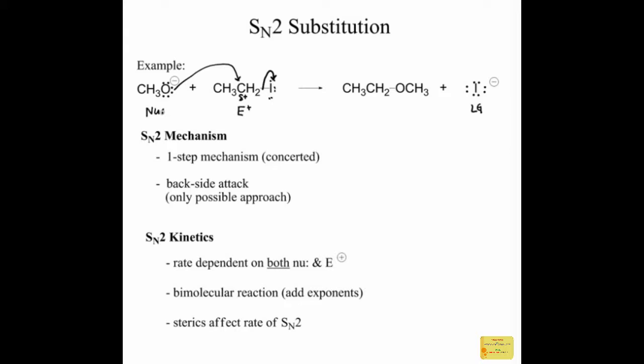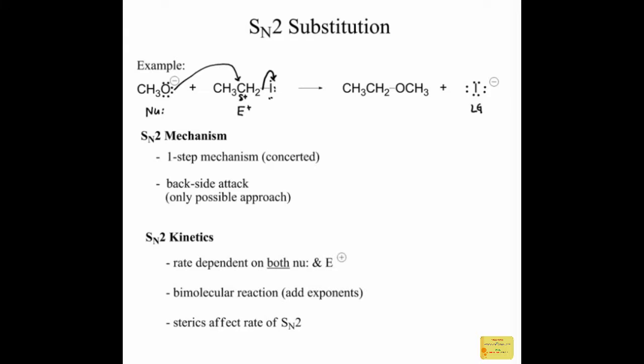Now, the direction of attack of the nucleophile onto the carbon bearing the leaving group is described as backside attack. The nucleophile has to come in from the opposite face of where the leaving group is. That's the only possible attack to get that leaving group to leave and have the orbitals interact properly. So we're going to see the consequences of that shortly.